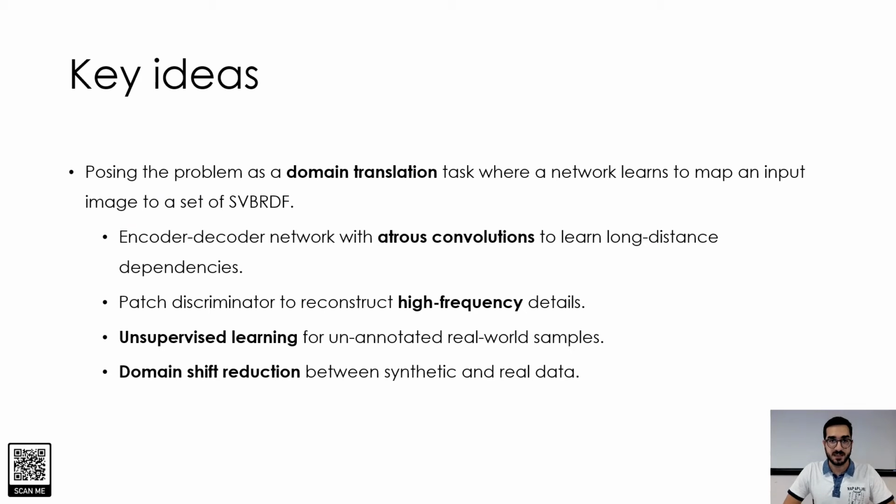We pose the task as a domain translation task, where our network learns to map an input image to a set of SVBRDF maps. We use atrous convolution to learn long-distance dependencies inside the image, and also a patch discriminator for two main reasons: to help the network learn to create high-frequency detail in the output maps, and to be able to train our network unsupervised on real images without a ground truth.